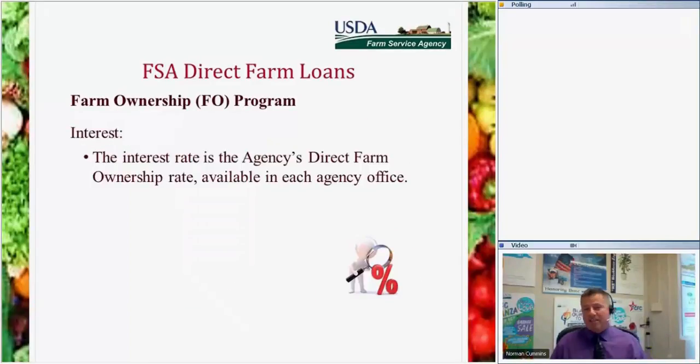So one of the questions we always get is, what's the interest rate on these loans? Okay, so for the farm ownership program, I actually pulled up the report. It changes on the first of every month. I hadn't looked at it in a little while. It looks like it's gone up about 0.5%. Right now, if you were to close a loan and get approved this month, it would be at 4%.